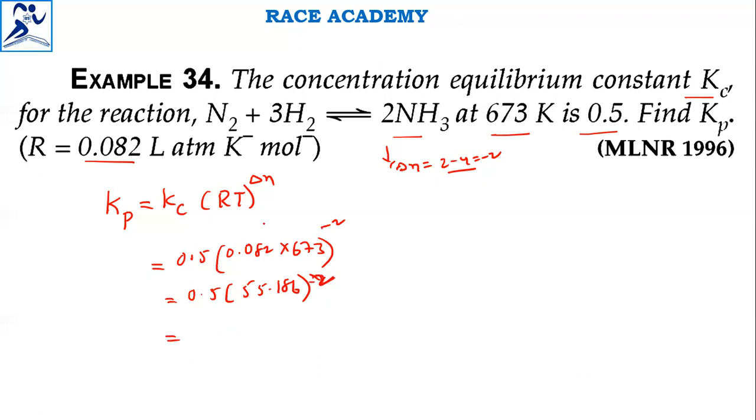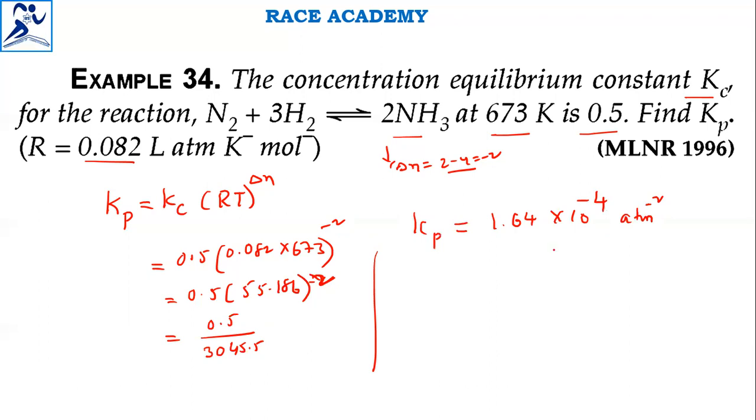Then after this has become 0.5 by 55.5.186, whole square is nothing but 3045.5, 3045 it is. So once this is computed, once we computed the value 0.5 by this one, we will get 1.64 into 10 to the power of minus 4. The delta N is minus 2 here, so atmospheres power minus 2 is the unit, the answer for this question.